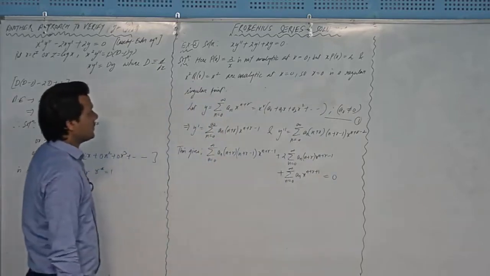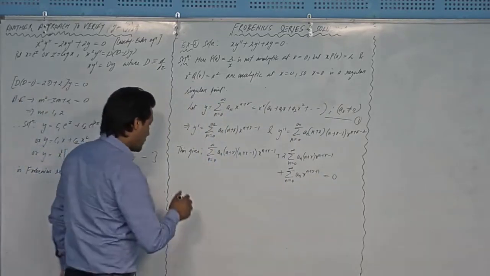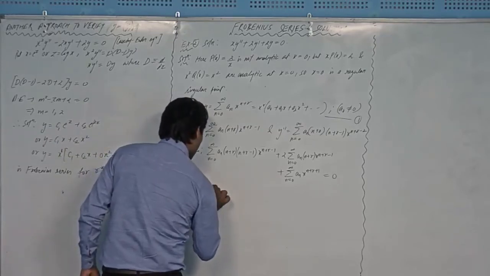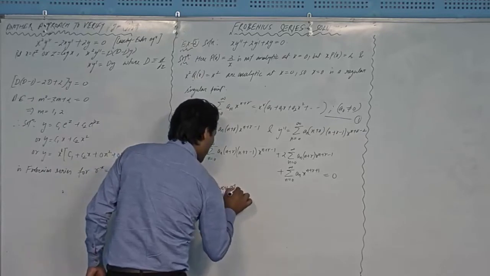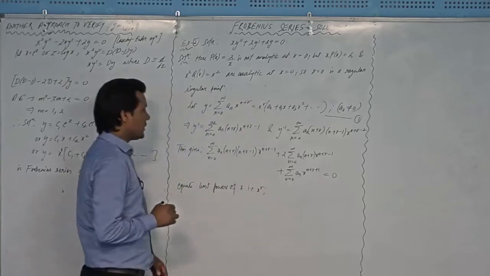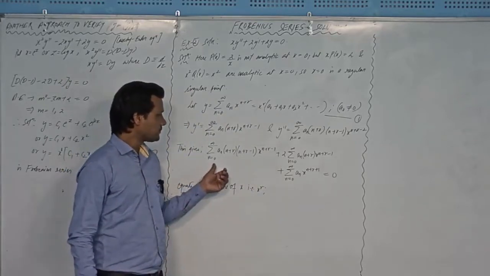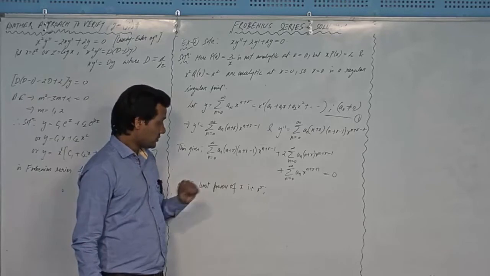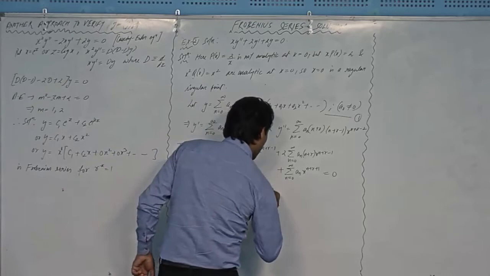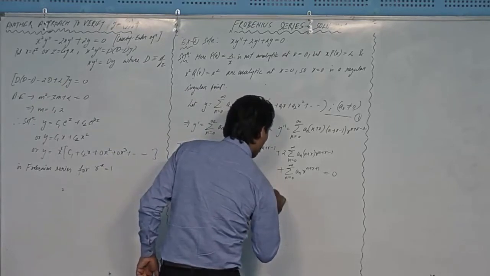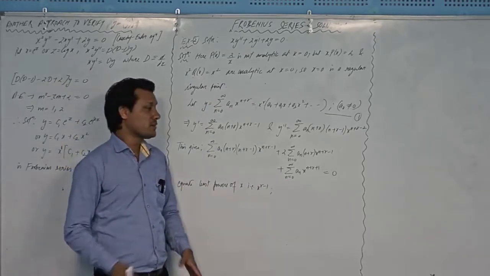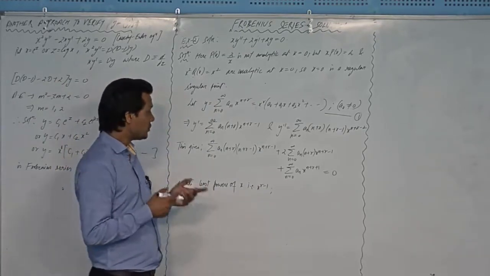Now I will equate the least powers of x on both sides, that is x to the power r, sorry, r minus 1 this time. This is a very important point again. It is not the case that every time the least power of x is x to the power r. It can be x to the power r minus 1 or x to the power r minus 2 also.